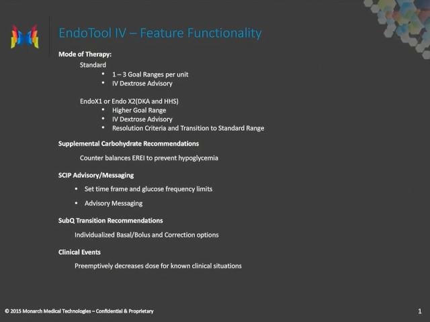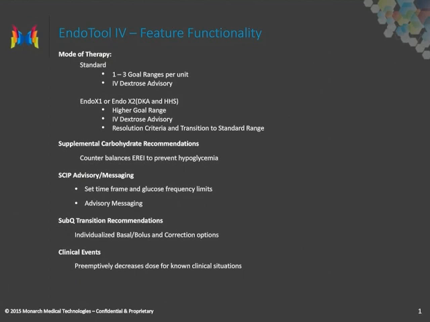There are 3 modes of therapy that can be utilized. The standard mode provides treatment in a selected goal range for hyperglycemia not specific to a hyperglycemic crisis state such as DKA or HHS. EndoX modes, utilized for DKA or HHS, provide treatment in a predetermined higher range and clinical advisory messaging that prompts the bedside clinician to change the patient's base fluid from saline to dextrose, and displays the criteria messaging for when to transition the patient to the lower range of control.